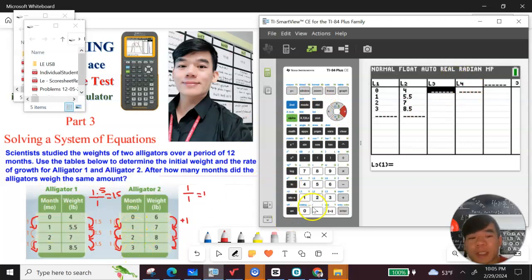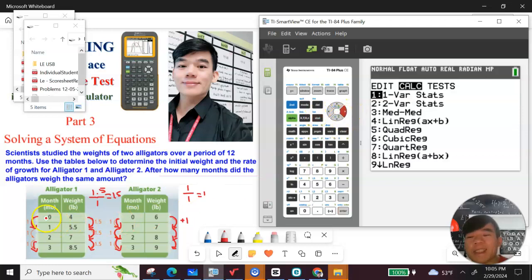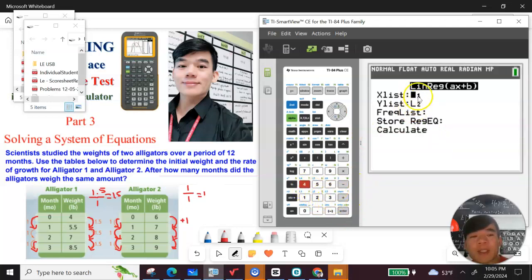So 0, 1, 2, 3. Now 6, 7, 8, 9. Okay, now I need to hit stat, then calc. Because it's a linear function, we're going to hit number 4, linear regression, ax plus b. Now I need to calculate the first table, which is L1 and L2.